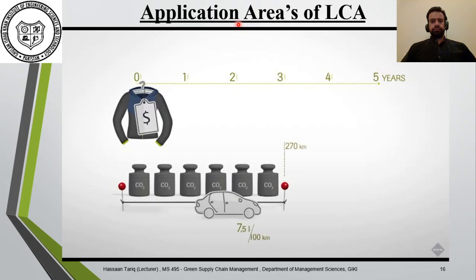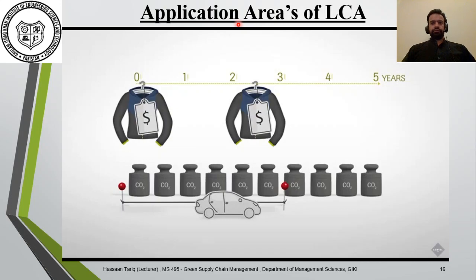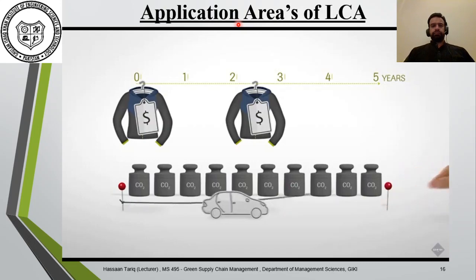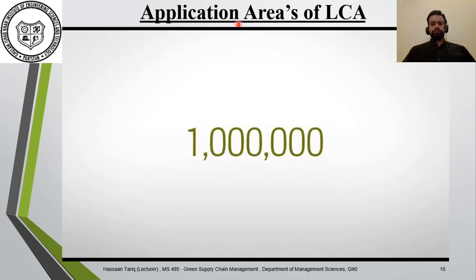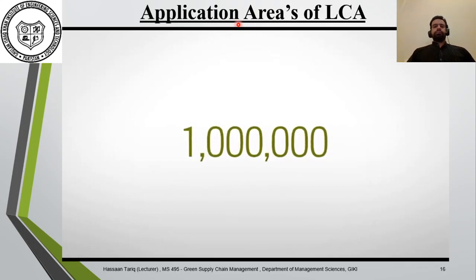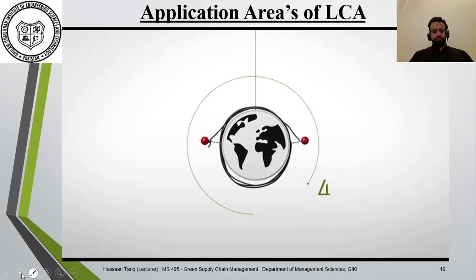What if you need to buy 2 less durable jackets in this period because they fail early? This would result in carbon emissions of 120.12 kilograms CO2 equivalent to stay dry and comfortable during the same period of 5 years. Transferred to our car, you'd cause an environmental impact of 442 kilometers instead of 270. If 1 million consumers choose to buy a more durable jacket half as often, this could save the equivalent of circling the globe 4.5 times with that same car.